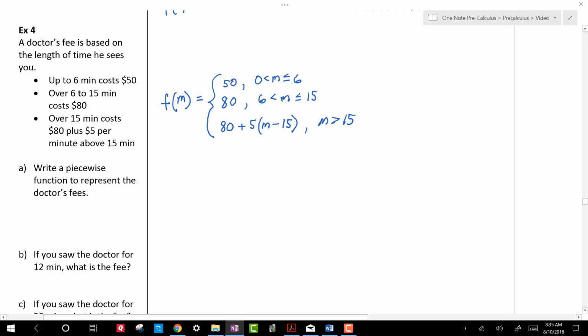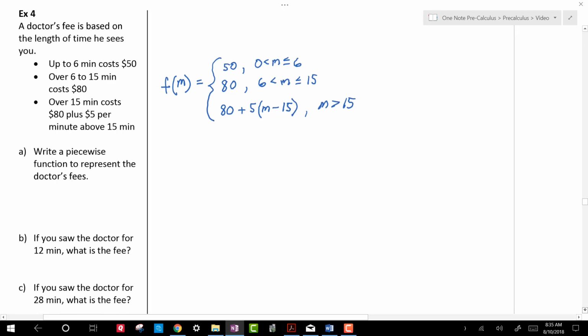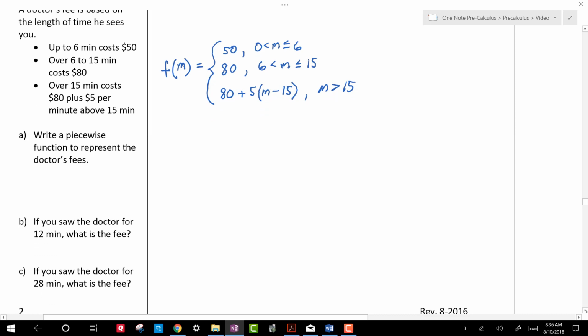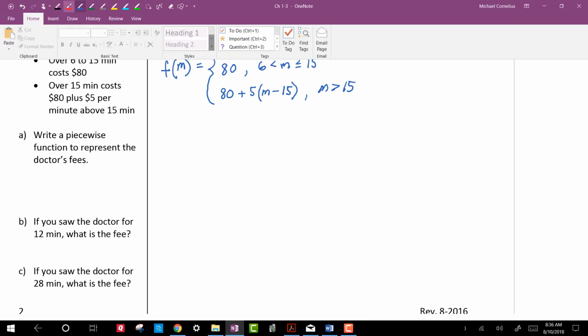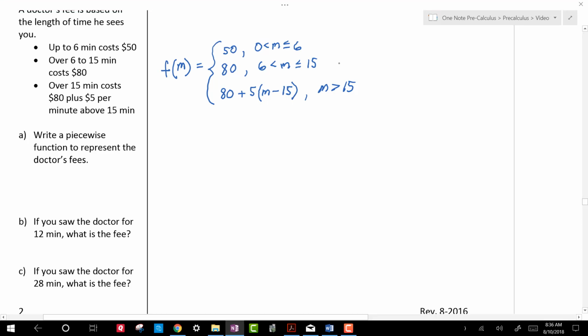Now the last couple of questions are just basically using the function. So if you saw the doctor for 12 minutes, what is the fee? Okay, so if I'm going to go to the doctor for 12 minutes, I'm going to be looking at this fee right here in the middle. So this would be $80. If you saw the doctor for 28 minutes, what's the fee? All right, so again, 28 minutes falls into the last category.